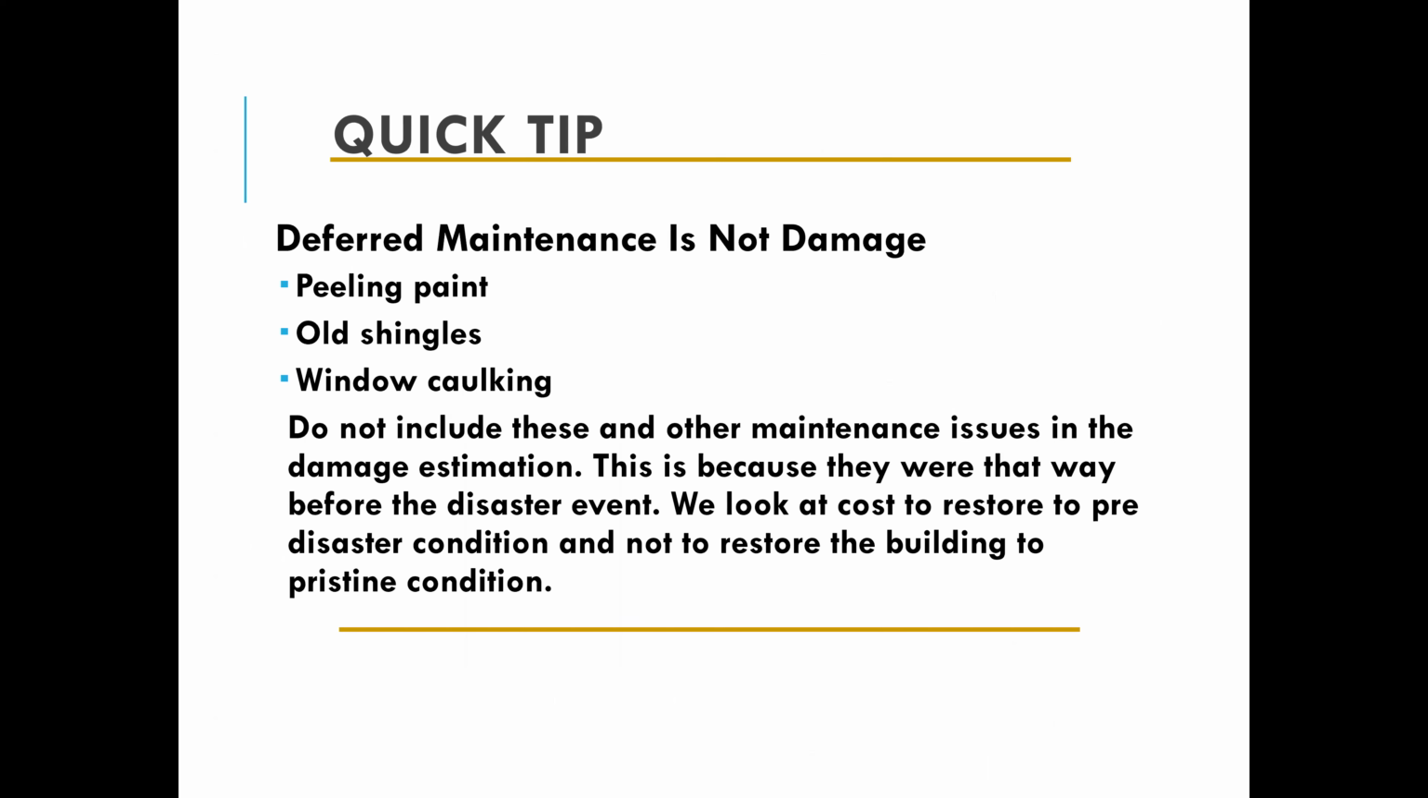So another aspect of this is deferred maintenance. Anything that was wrong with the structure prior to damage, and I realize that might be difficult to determine, but we're basically not looking at peeling paint or old shingles or window caulking, because those were there and present before the damage occurred. So again, we're looking for the cost to repair to pre-damage condition and not, you know, pristine.